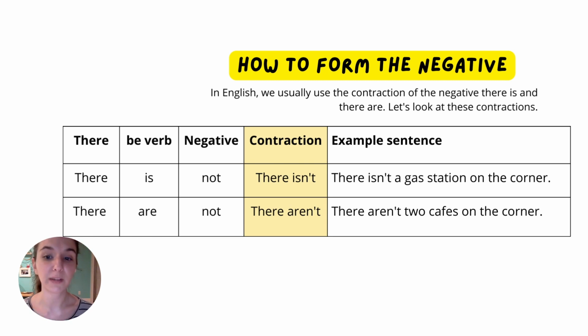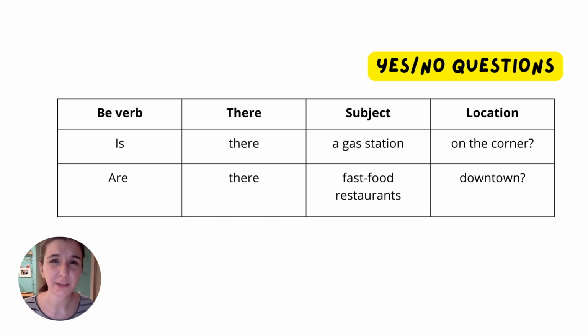There aren't 2 cafes on the corner. And how about asking a yes or no question with there is or there are? Well, in questions, the word order changes. So we need to start the question with the verb to be, followed with there, the subject, and then the location. So for instance, is there a gas station on the corner?